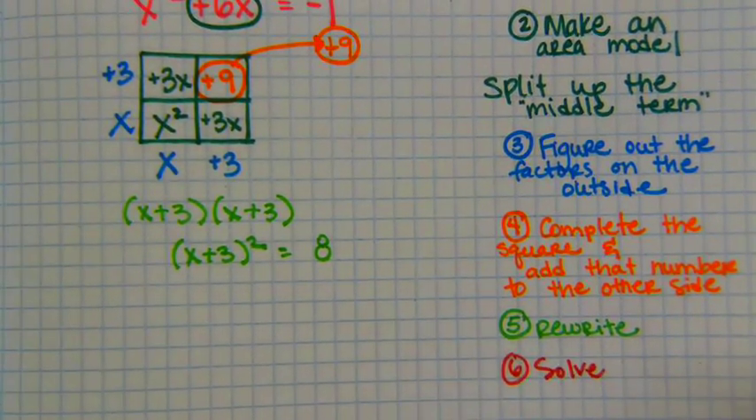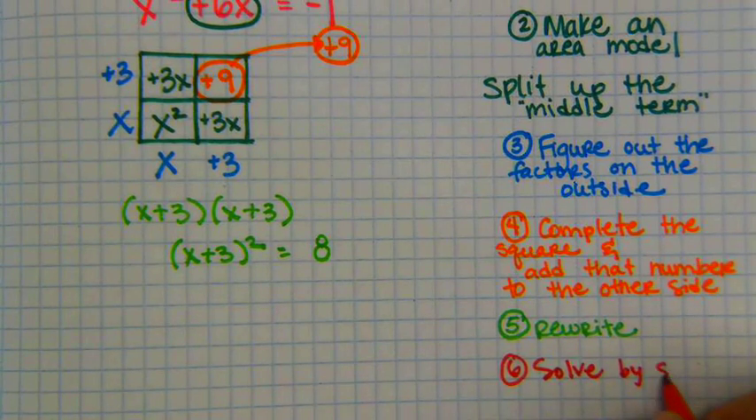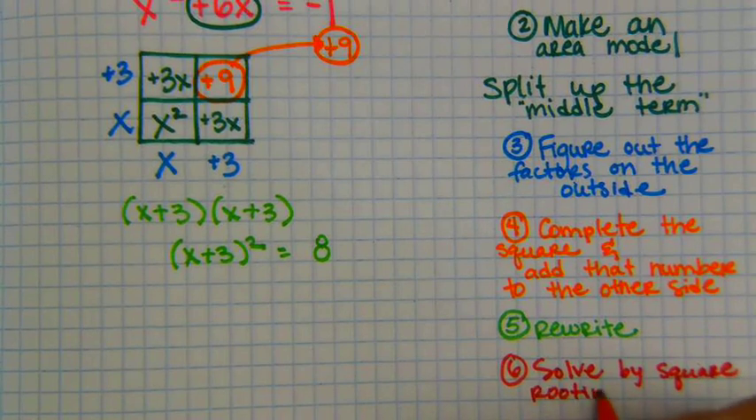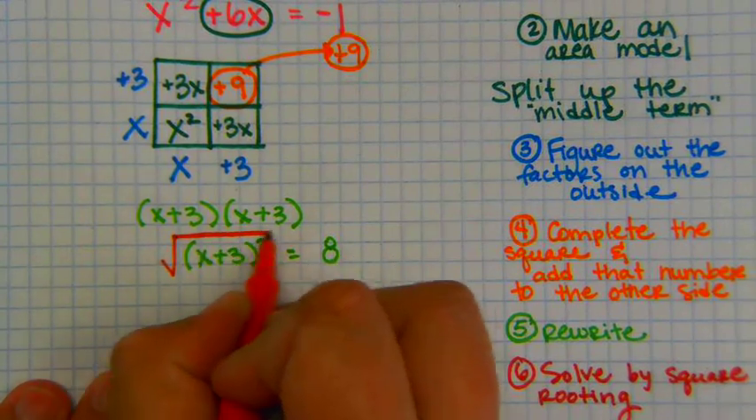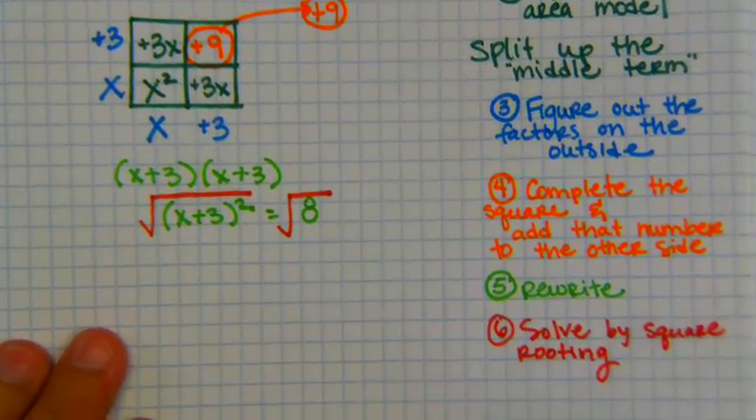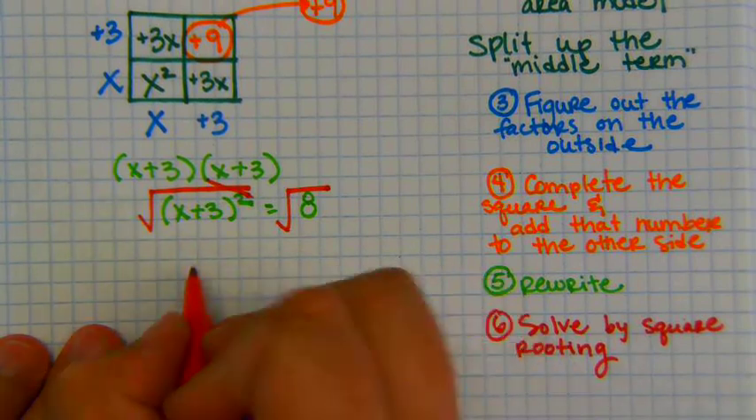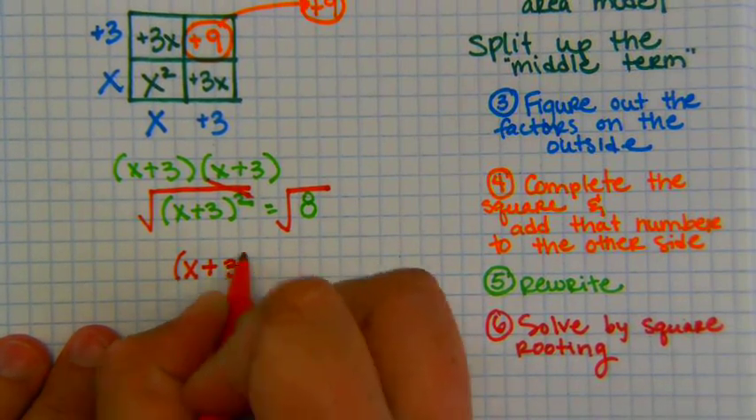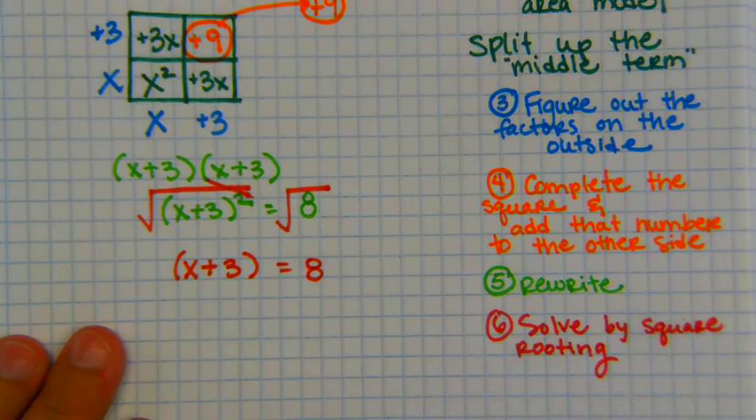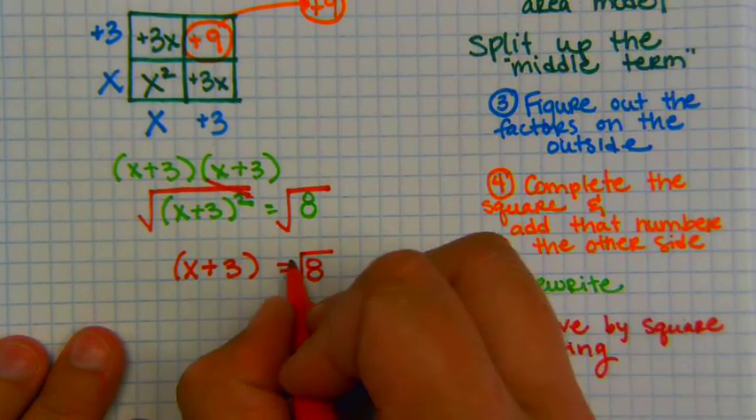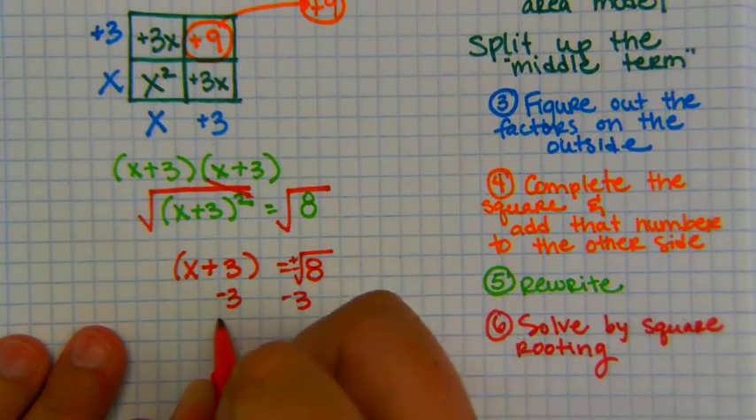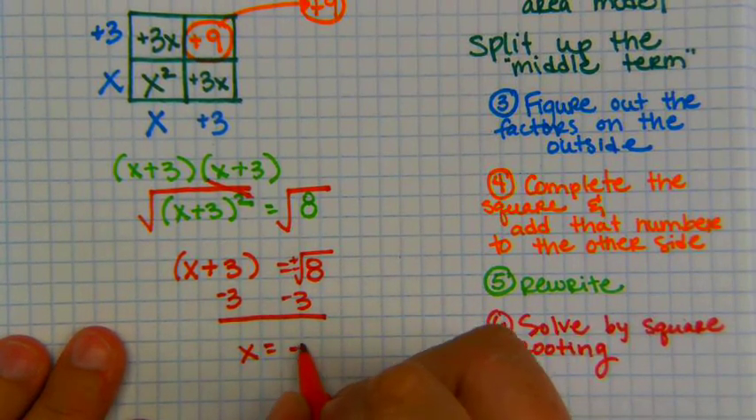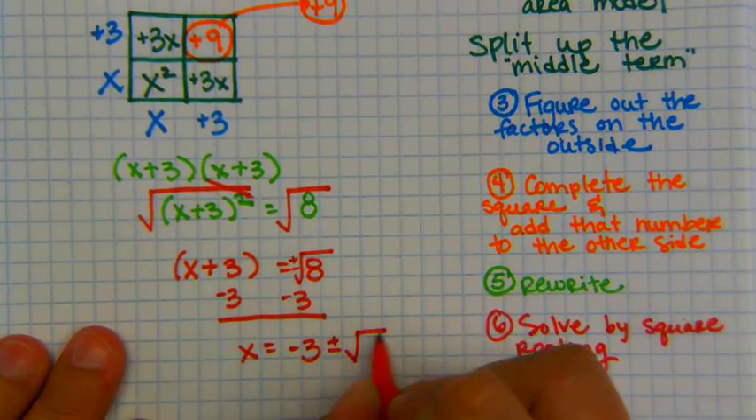And I'm going to write solve by square rooting. That's going to remind myself that when I'm solving this, I can square root it instead of having to multiply that out. So I'm going to square root, and that cancels that squared out, and I get x plus 3 equals plus or minus root 8. I subtract 3, and I get x equals -3 plus or minus the square root of 8.